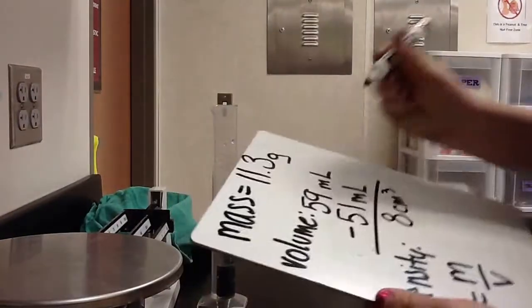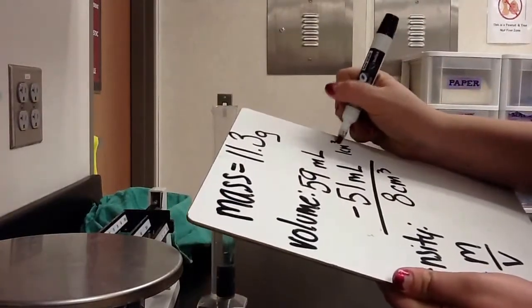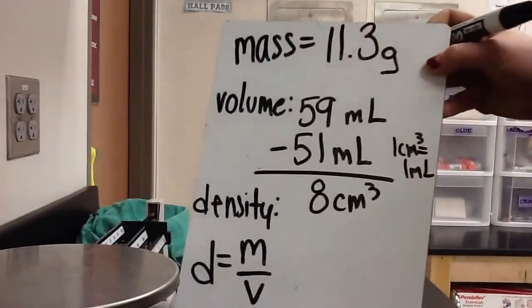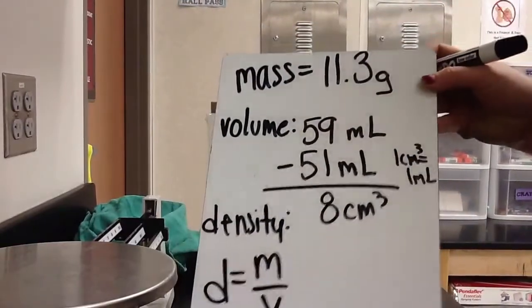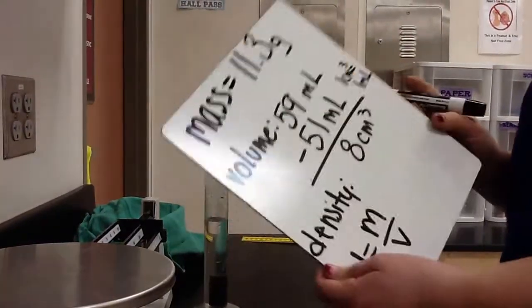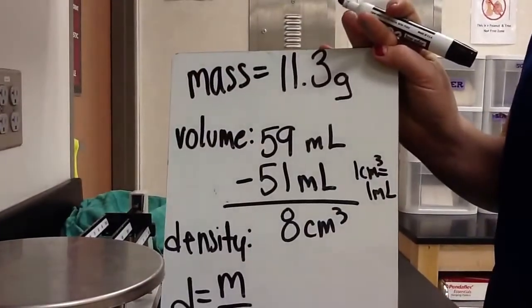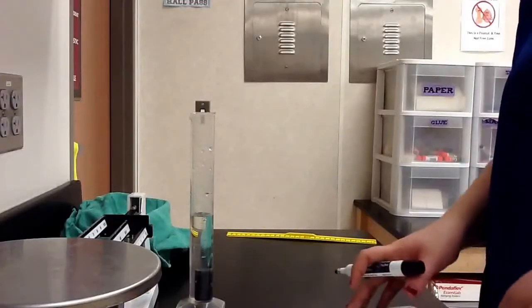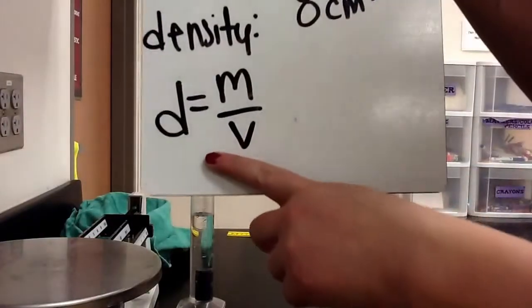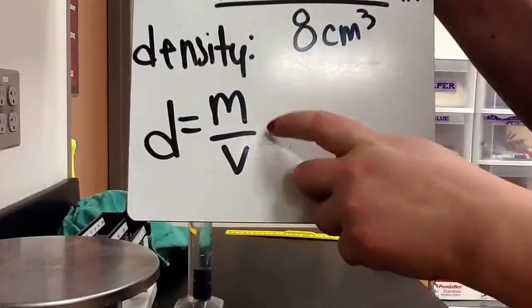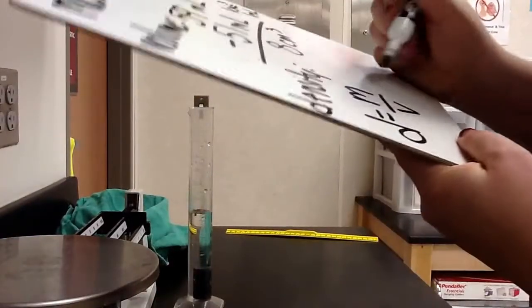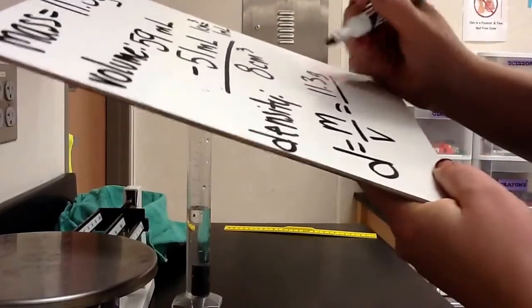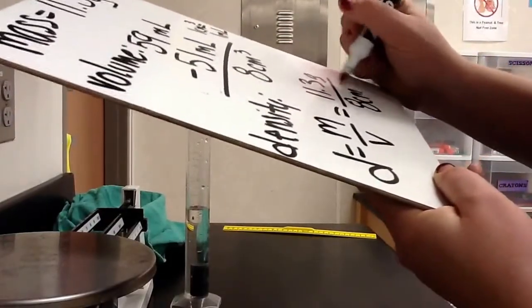Remember that 1 centimeter cubed is equal to 1 milliliter. They're the same. Milliliters are for liquids, centimeters cubed are for solids. Okay, so now we have our mass, we have our volume, we have to plug that into our density equation now. So our mass divided by our volume. Our mass is 11.3 grams divided by 8 centimeters cubed.